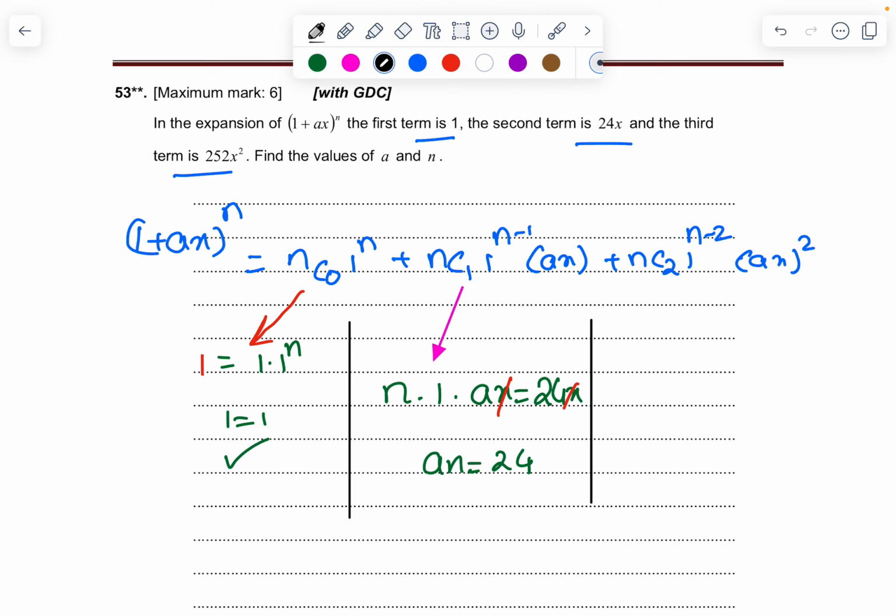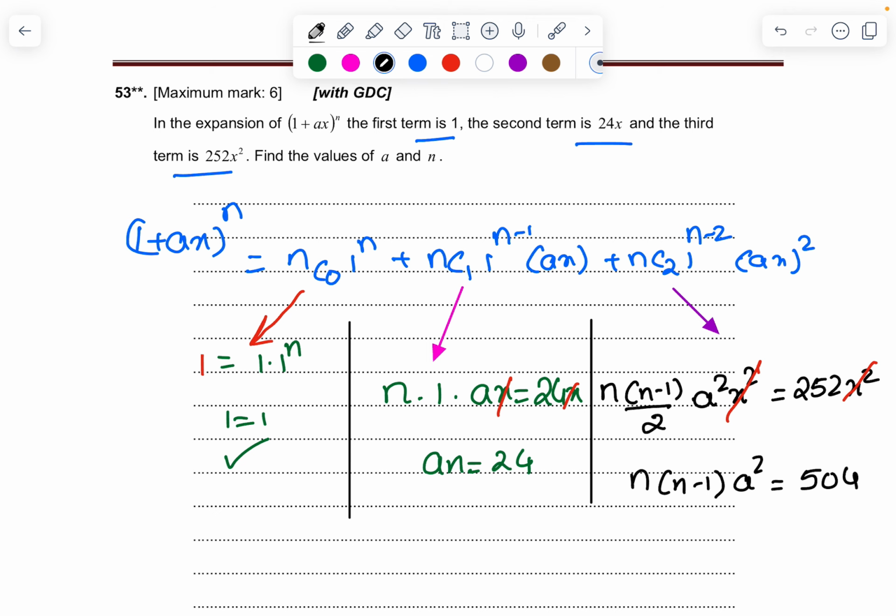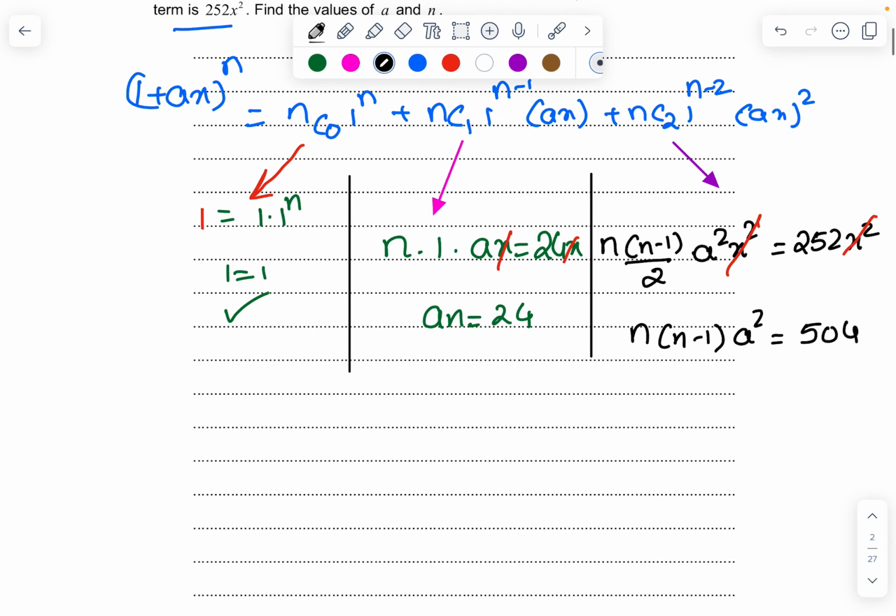What about the third term? Third term is nc2. What is nc2? n times (n minus 1) by 2, a square x square equals 252x square. So x square gets cancelled. So what am I left with? n times (n minus 1) a square equals 504. So I got these two values. Now we have to solve it out.